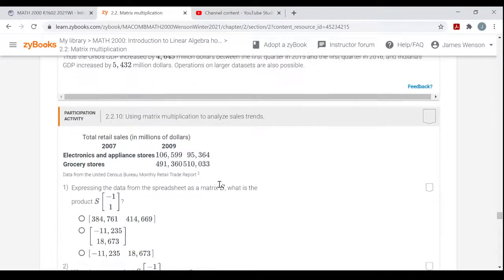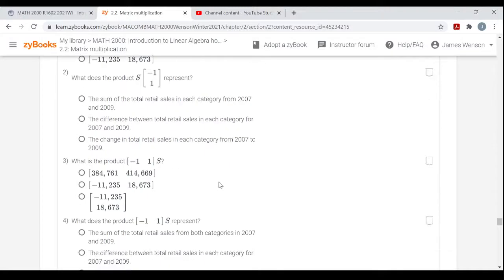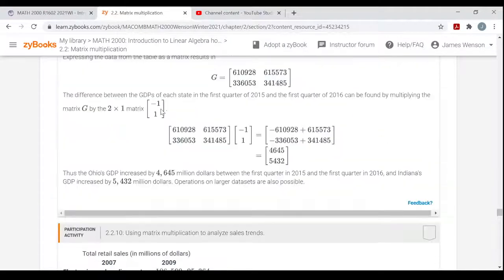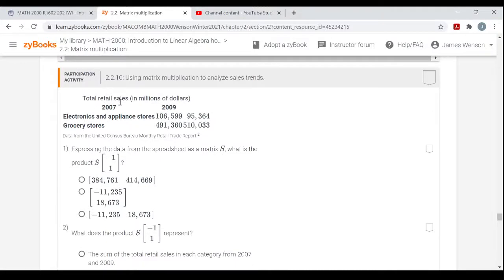All right, so I'm going to go through this participation activity, and then I'm going to go back to the very beginning. There was that figure in the very beginning that hasn't been brought up since, and we'll talk about what it means. All right, so this is similar to the previous example. It says total retail sales in millions of dollars and some years.